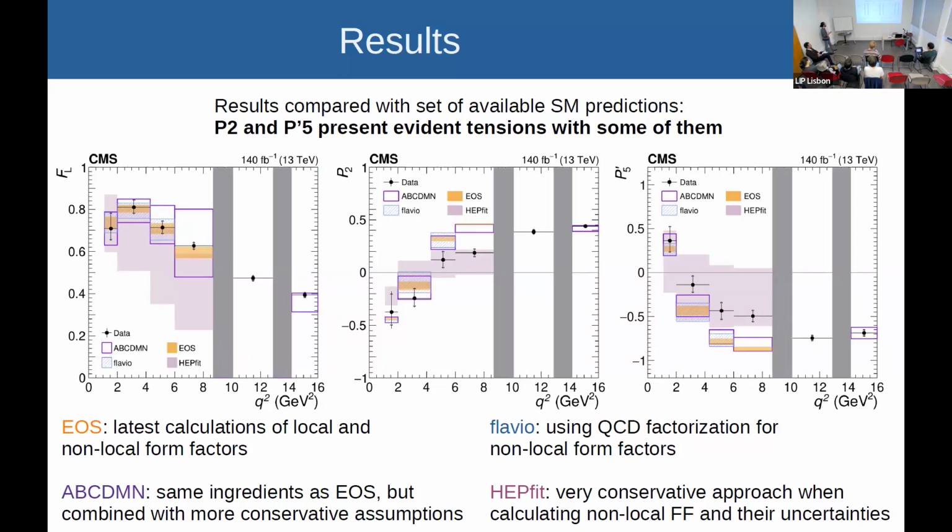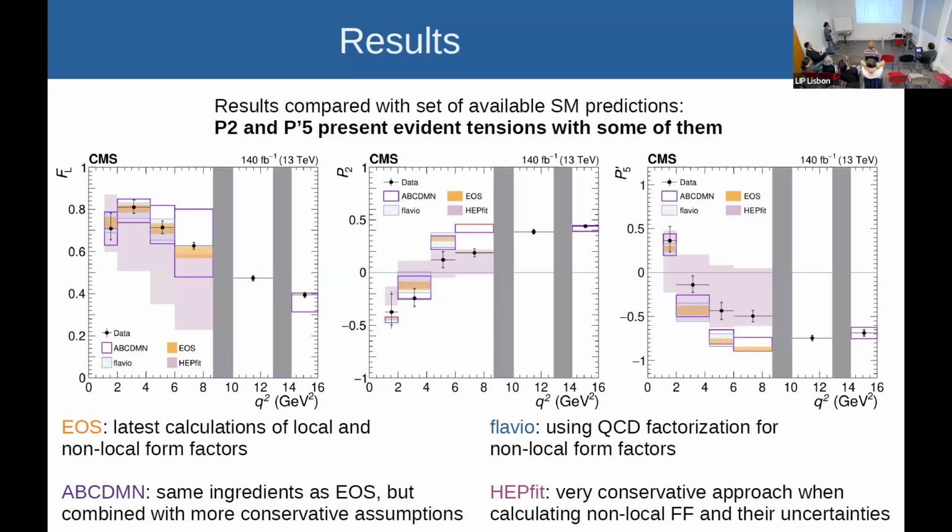Here we have, for only three parameters, the others are in the backup. For these three parameters, we plot the results in the bins of q squared. The grayed areas are the resonant regions, the virtual resonant regions. And we compare them with four different models for the Standard Model predictions.